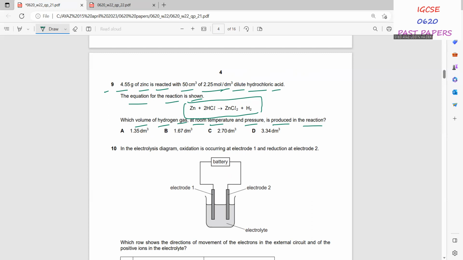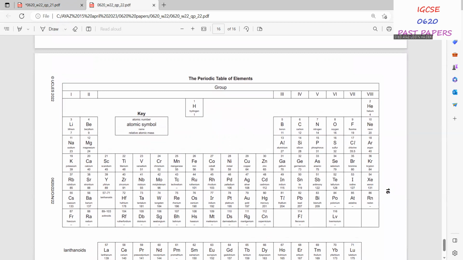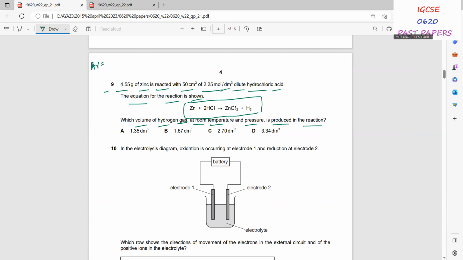So first of all, I will convert the mass of zinc into moles. AR of zinc is, if you look at the periodic table, here is zinc. AR of zinc is 65. We will divide 4.55 by 65. I am writing Zn here. We'll get the moles of Zn. 4.55 divided by 65. 0.07 moles.